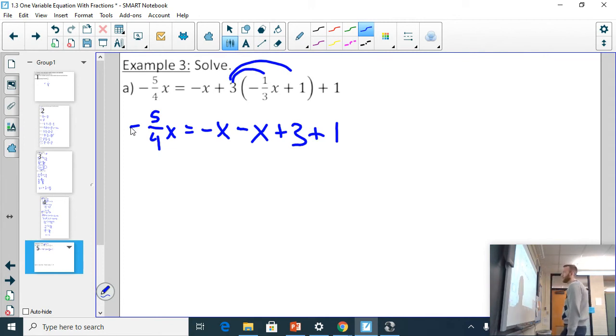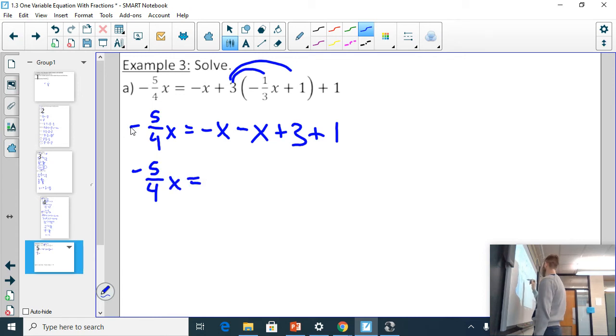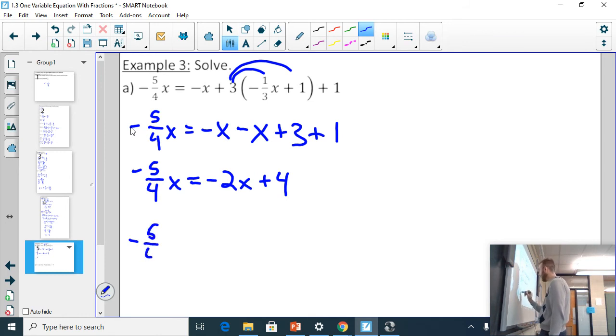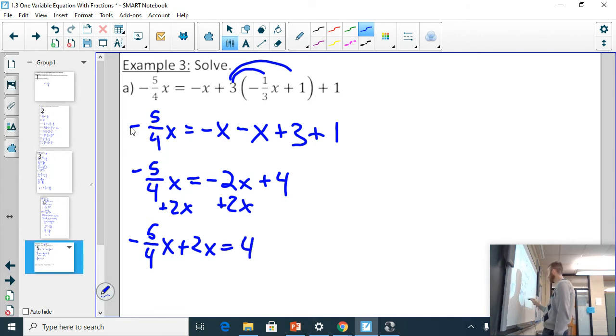And now, it kind of looks a little normal. Negative 5 fourths x, minus 1x, minus another x is going to be minus 2x, plus, and then 3 plus 1 is 4. And now this looks doable, right? If I add 2x to the other side, right? So what is negative 5 fourths x plus 2x? I'm going to add 2x to both sides. And that's going to equal 4.